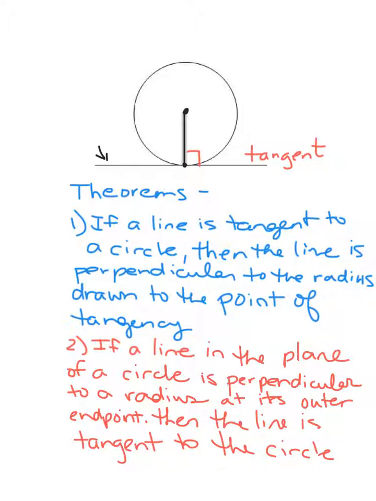Now the second theorem is the converse of that. If I tell you that a line in the plane of a circle is perpendicular to a radius at its outer point, then I know that the line is tangent to the circle.